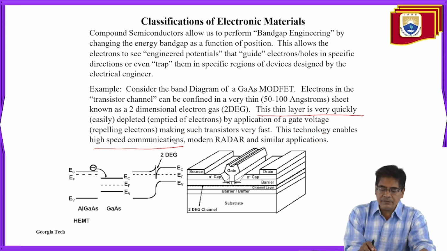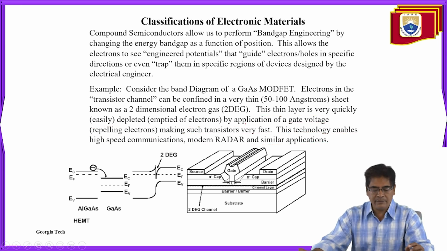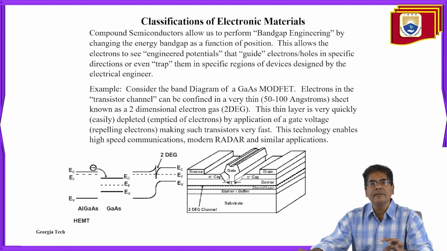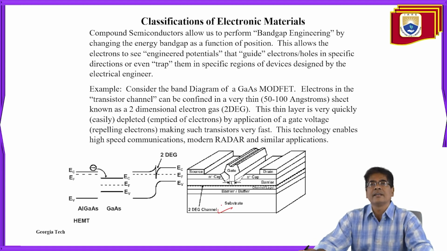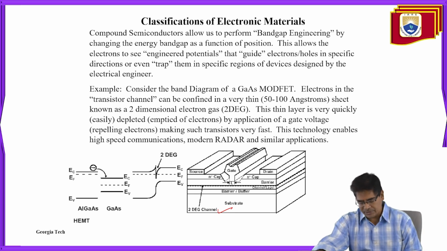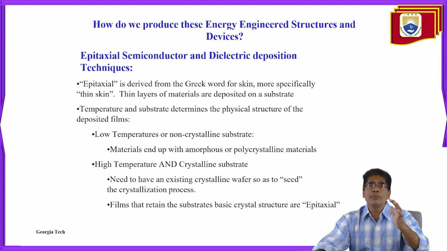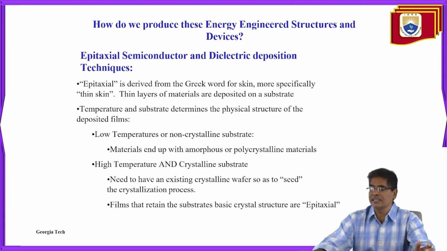Right. So this is the fundamental fact we need to understand regarding the MOSFET, where we have aluminum gallium arsenide and gallium arsenide, and this is the 2DEG channel, the two-dimensional electron gas channel. This thin layer is very quickly or easily depleted, emptied of electrons by application of gate voltage, or repelling electrons, making such transistors very fast. This technology enables high-speed communications, modern radar and similar applications. Right. So how do we produce these energy engineered structures and devices?